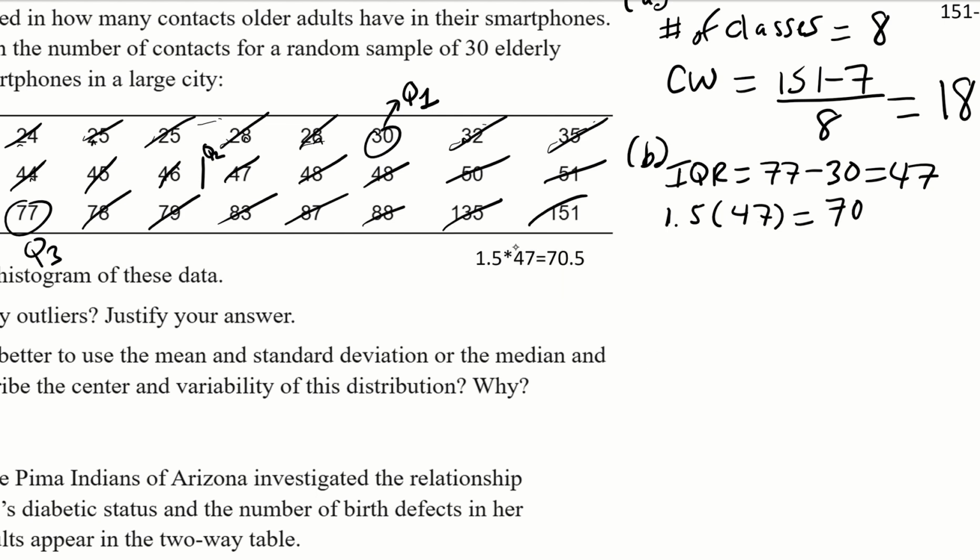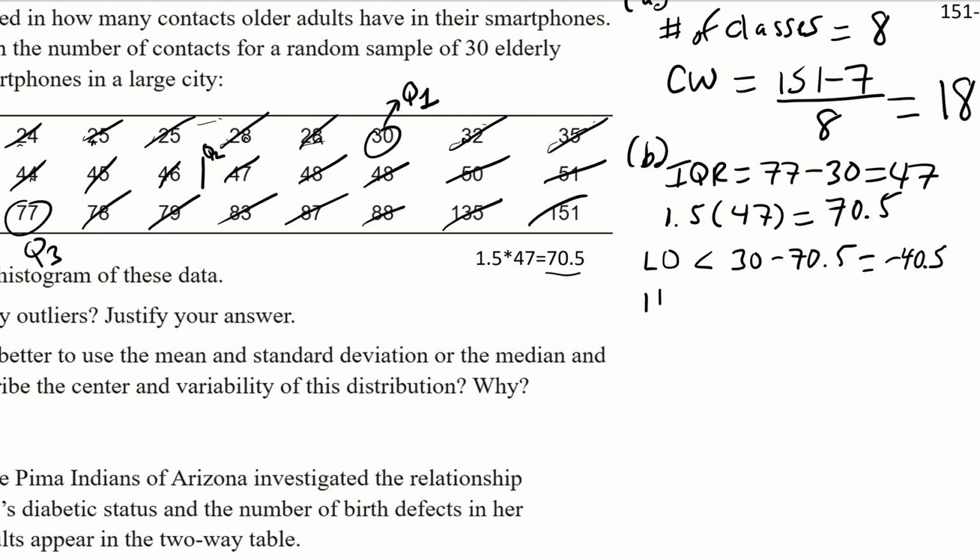Okay, so we got 70.5. So now, to get the lower outlier, it has to be less than the first quartile minus 70.5. The first quartile we established is 30. So it's 30 minus 70.5, which is negative 40.5.